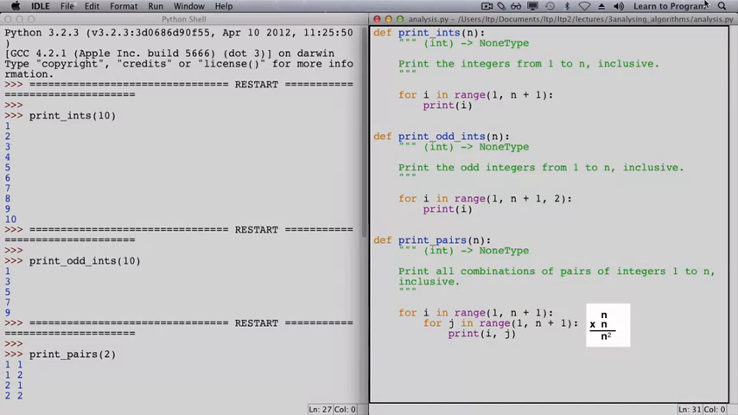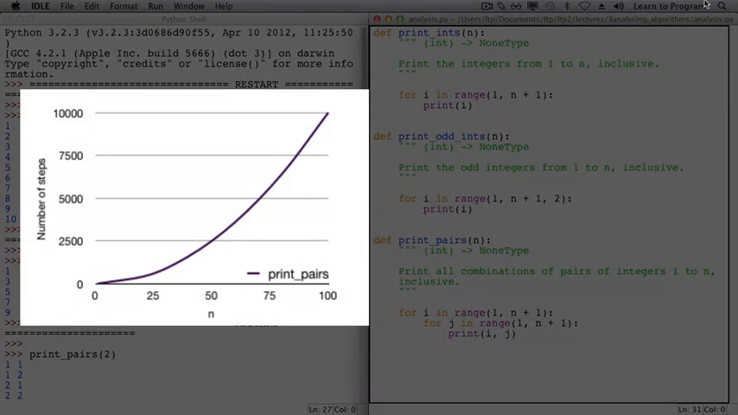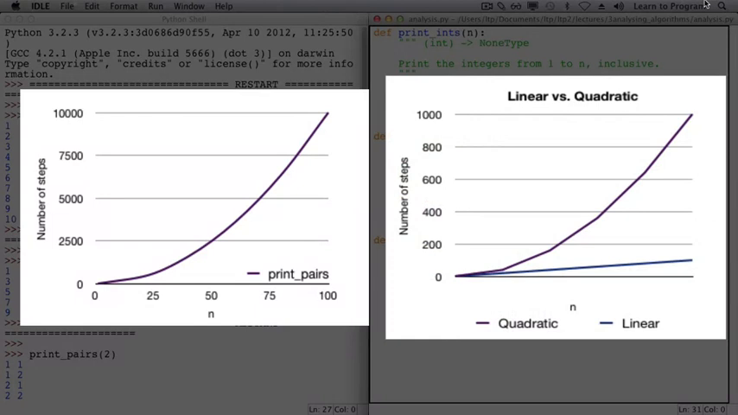This time, the number of steps is proportional to the size of the input squared. We'll plot this as well. As n grows, the number of steps is growing more quickly than it did for the other two algorithms. If we had two algorithms that solved the same problem, and one had linear runtime while the other had quadratic runtime, we'd want to use the one with linear runtime if we were trying to pick the most efficient algorithm.